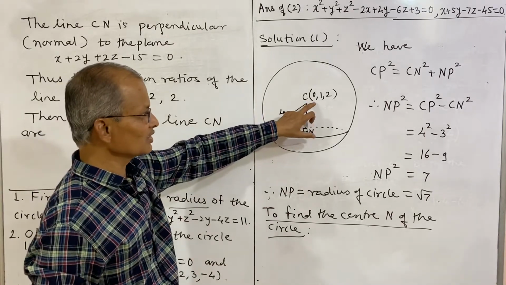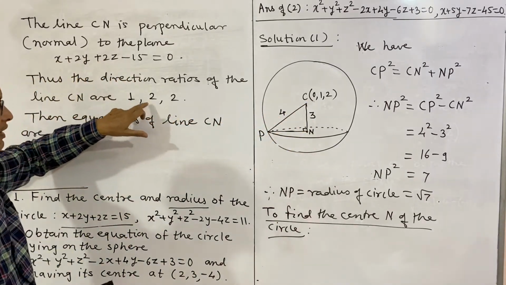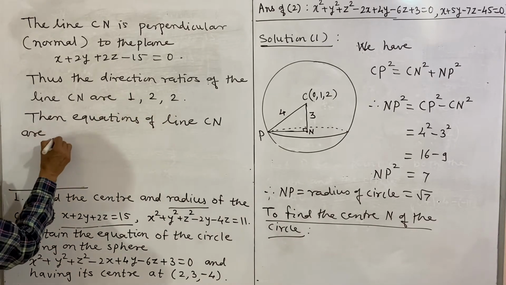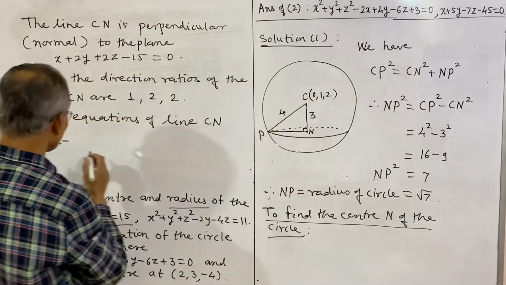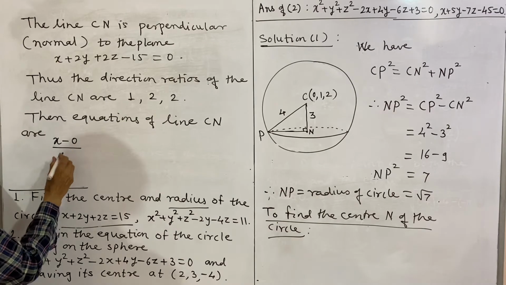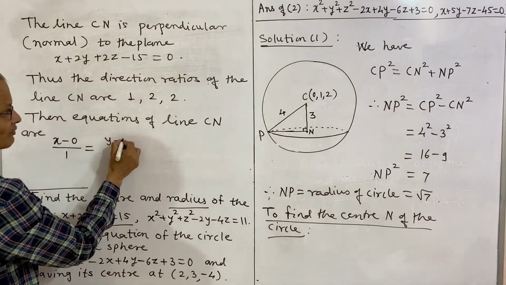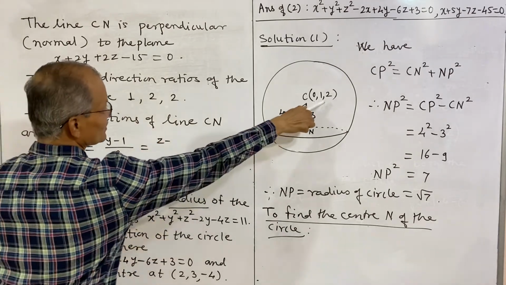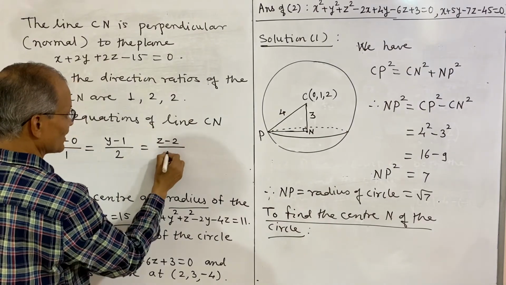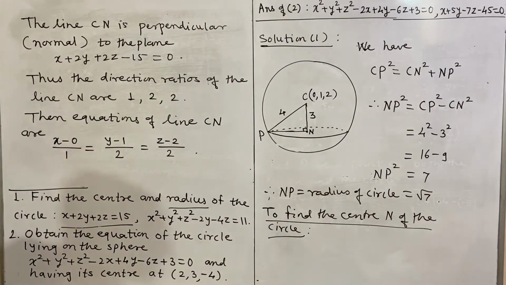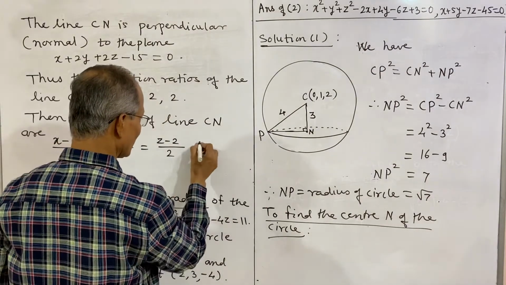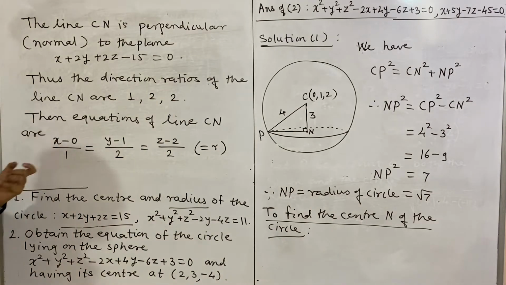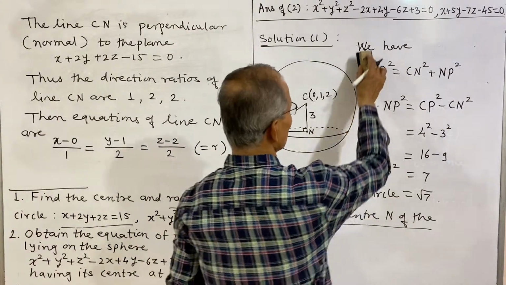The line Cn passes through this point, and the DRS of the line Cn are 1, 2, 2, and we can use the symmetrical form of a right line, that is x minus x1, x minus 0 divided by l, that is 1, is equal to y minus y1, which is y minus 1 divided by m, that is 2, and z minus z1, that is z minus 2 divided by 2. So these are the equations of line Cn, and we shall suppose these are equal to r. So from this we can get a general point on this line.